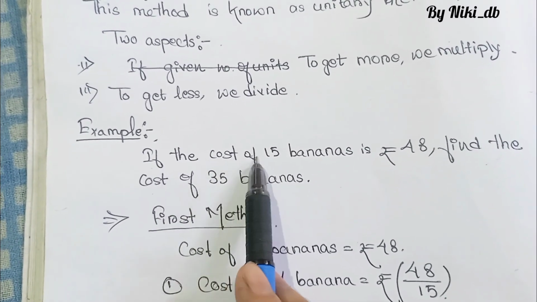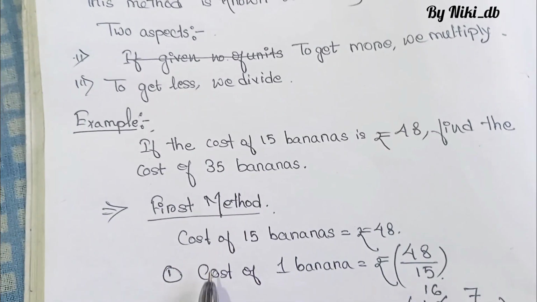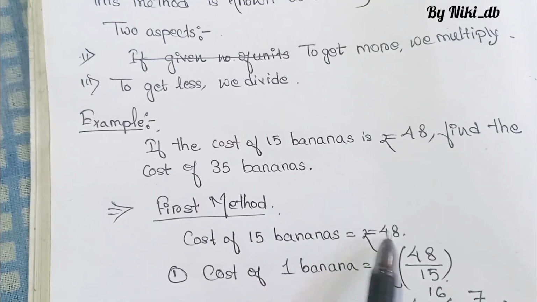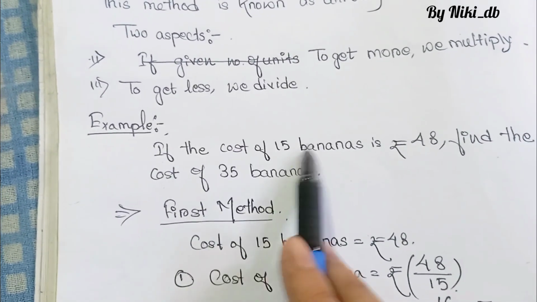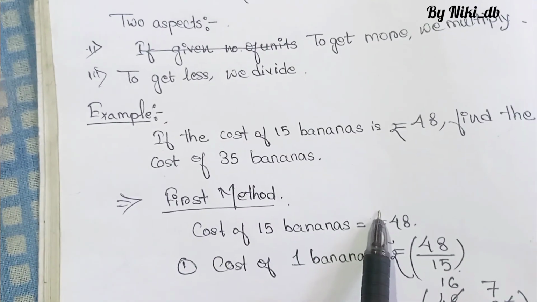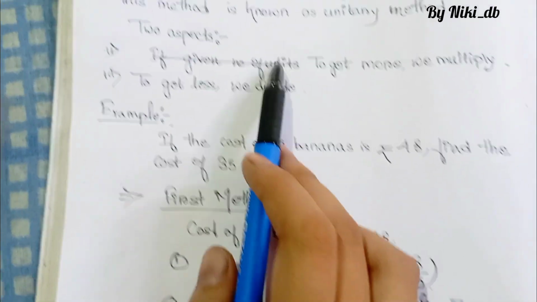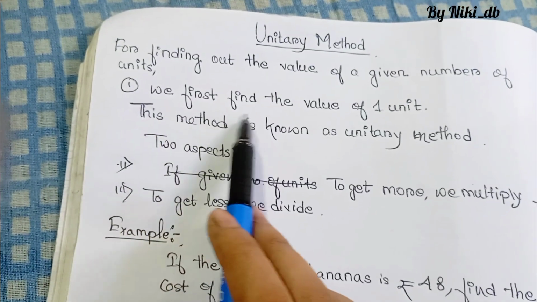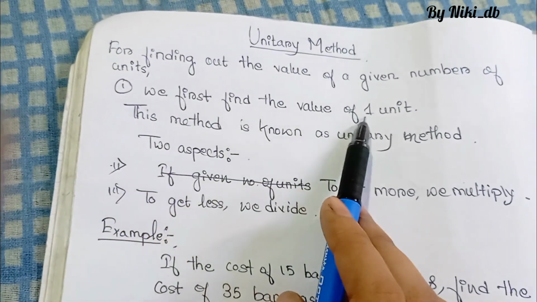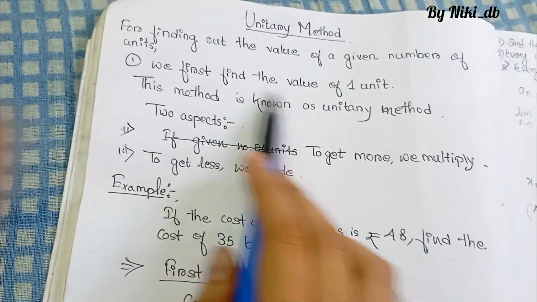What is given is cost of 15 bananas rupees 48. First we will write this. And then we have seen in unitary method that first we have to find the value of 1 unit.